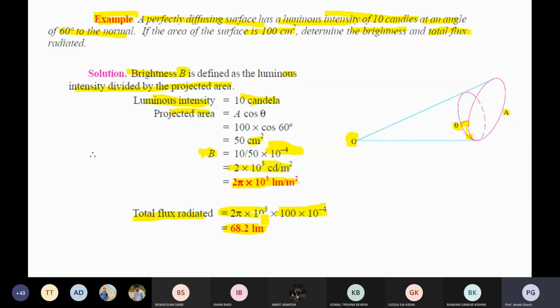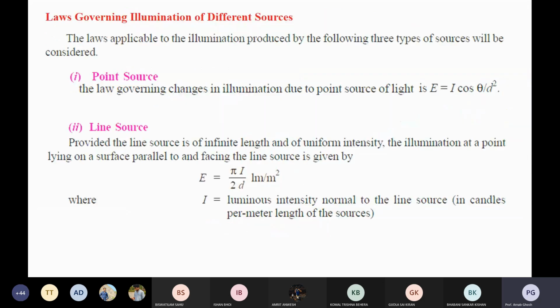Then what are the important laws for governing the illumination for the different sources? Basically, you know that your illumination depends upon the sources. So what type of sources are you using? Why is it important? If you have not mentioned the source, then by default it is considered as a point source.